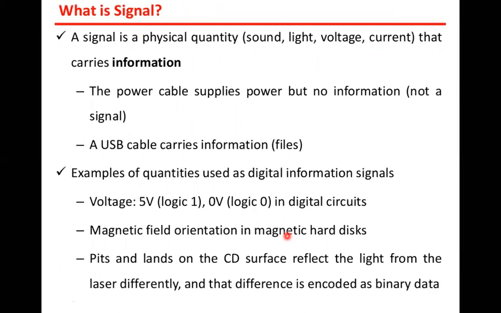Basically, how will you define a signal? A signal is a physical quantity. It can be sound, light, voltage, or current that carries information. The power cable supplies power but no information. A USB cable carries information. Normally, for the exchange of data from our mobile phone to laptop or vice versa, we use a USB cable, which carries the information.